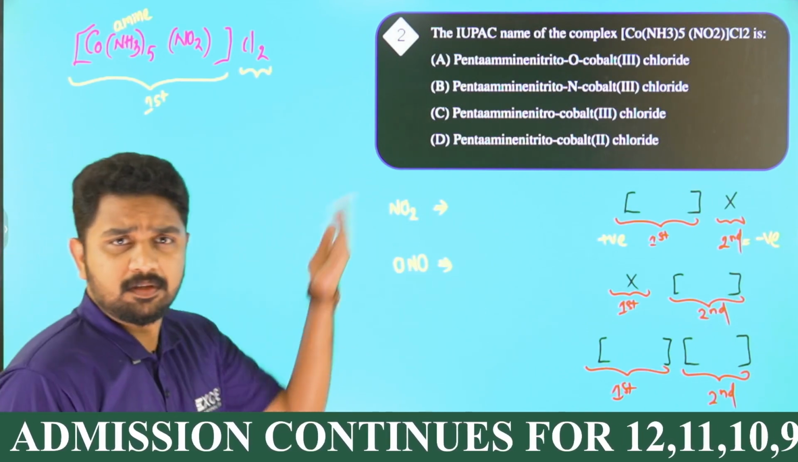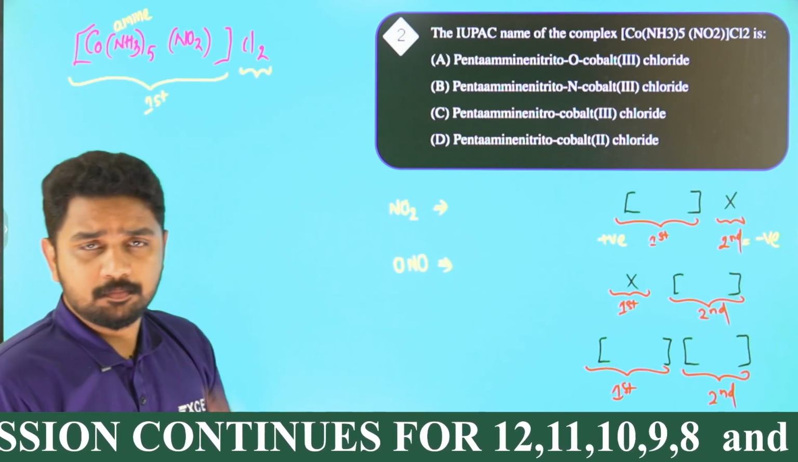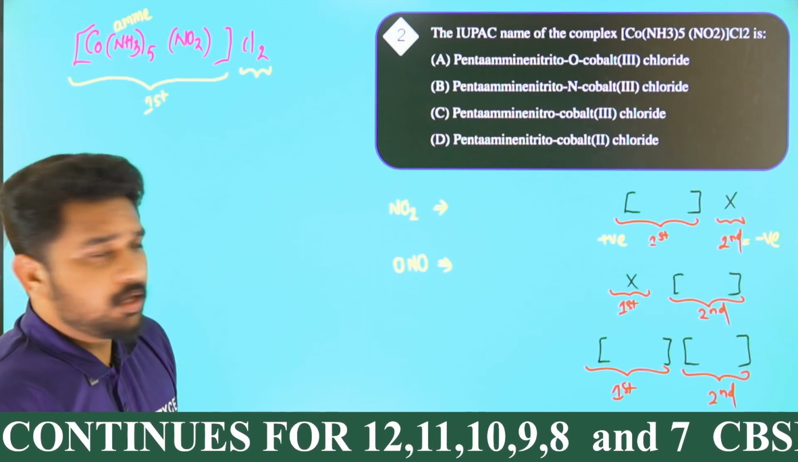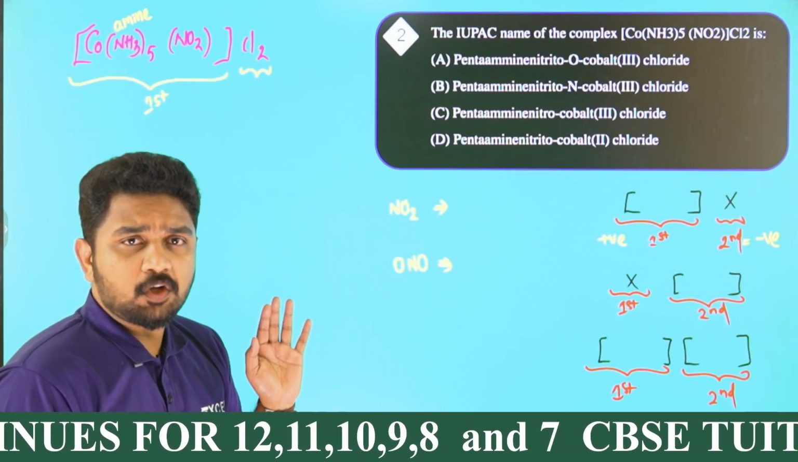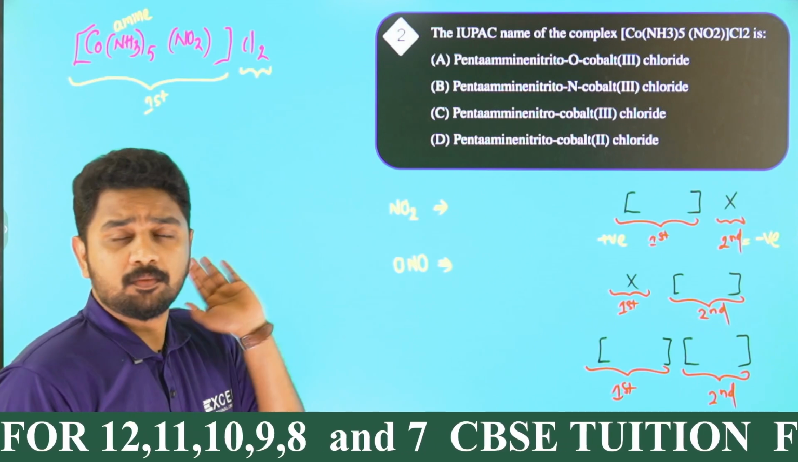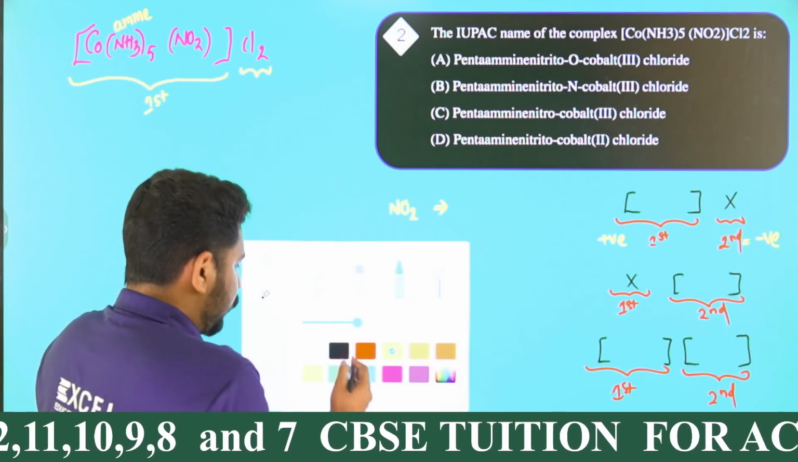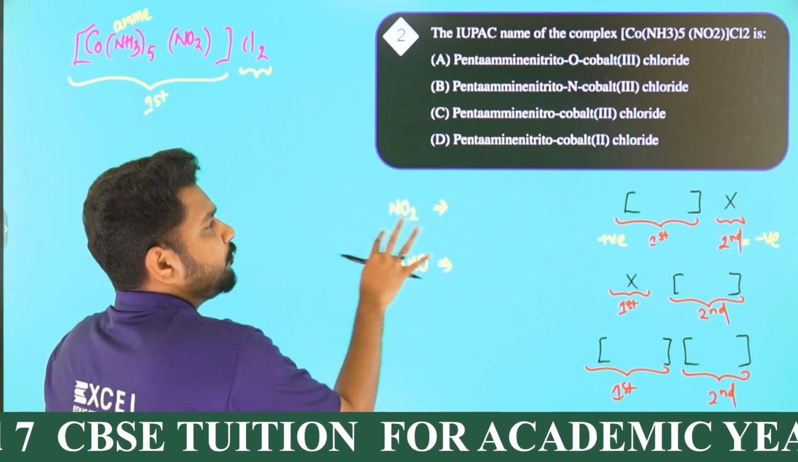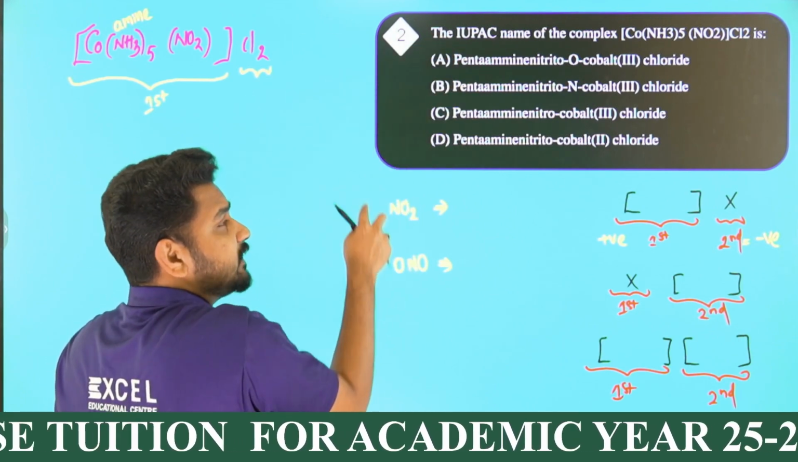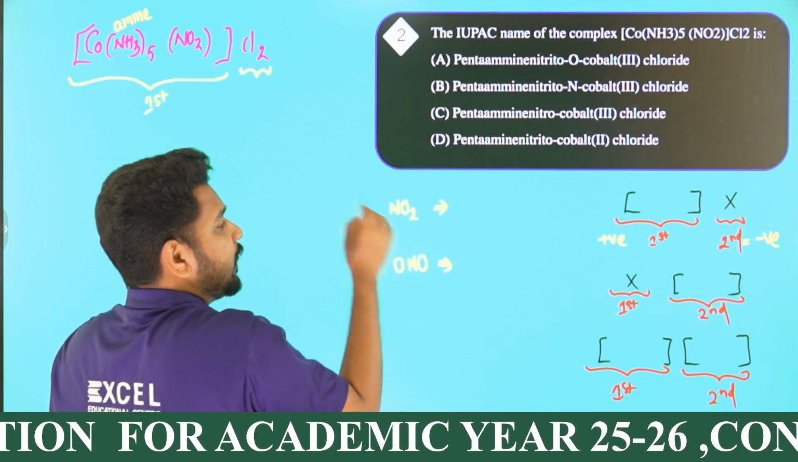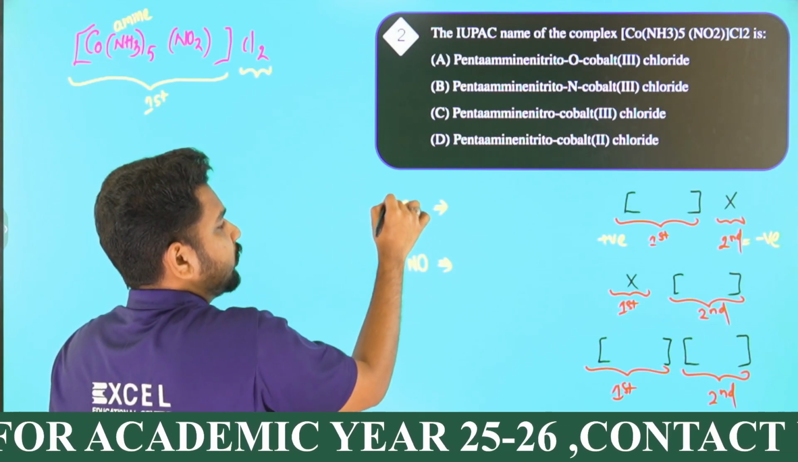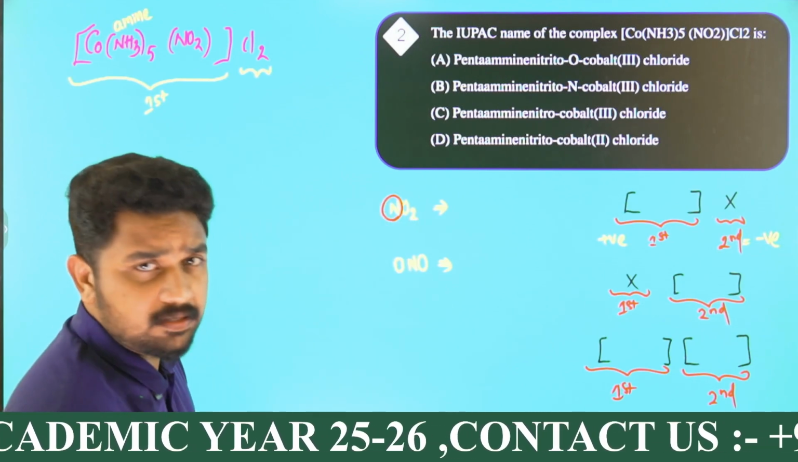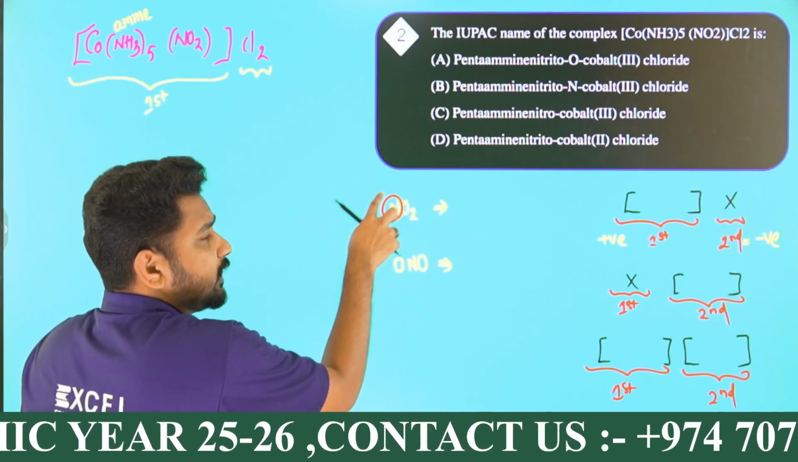What is the difference between this? Both are actually NO2, nitro groups. In IUPAC nomenclature of coordination compounds, we call it nitrito. But what is the difference between them then? Can you tell me? If in the question it is given like NO2, then the meaning is that nitrogen is the donor atom in this ligand.